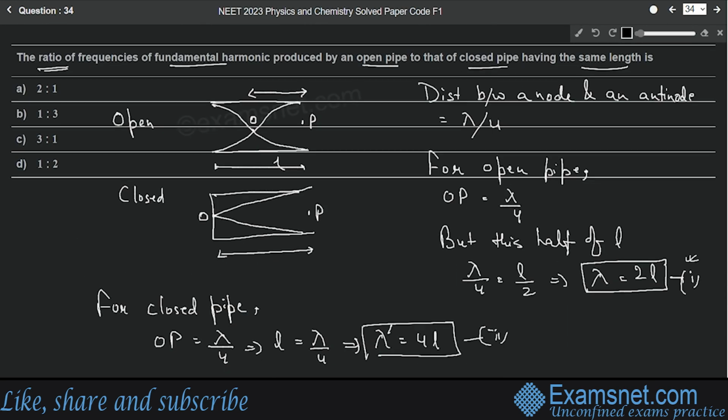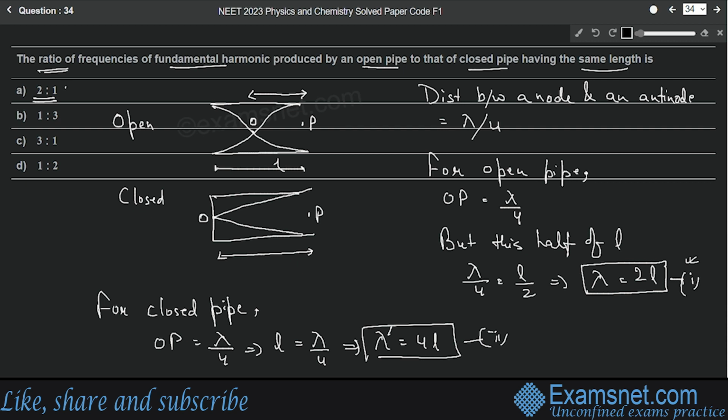So let's see the options. In the first option only we have this 2:1 ratio. So option A will be the correct answer.